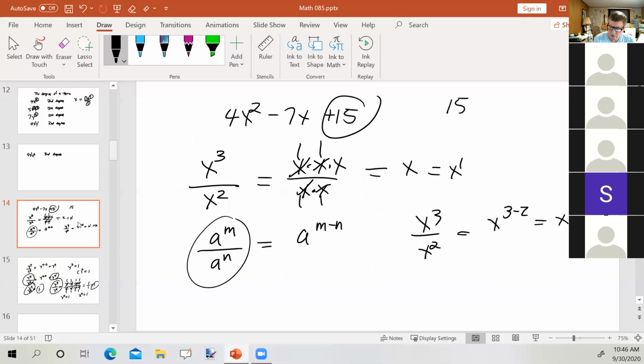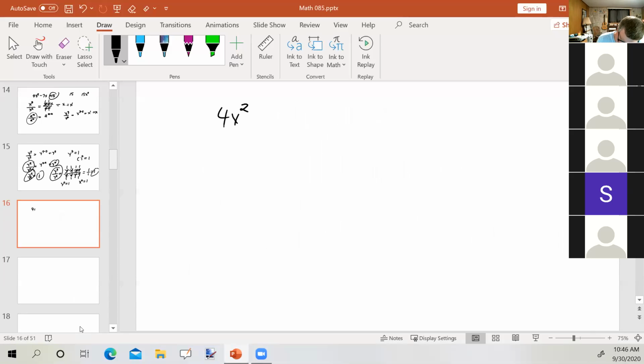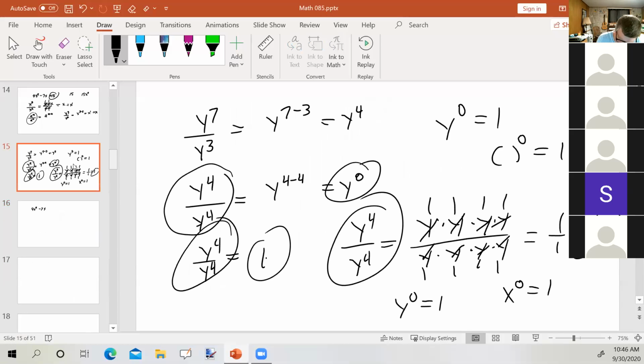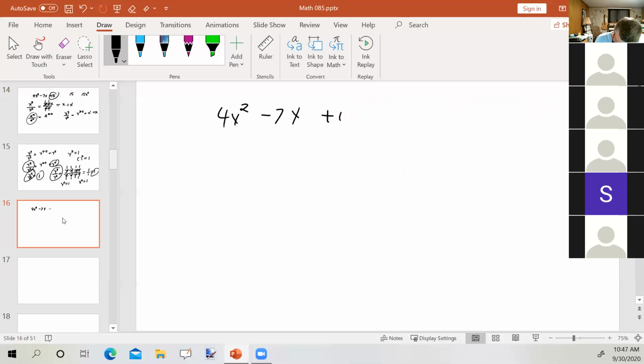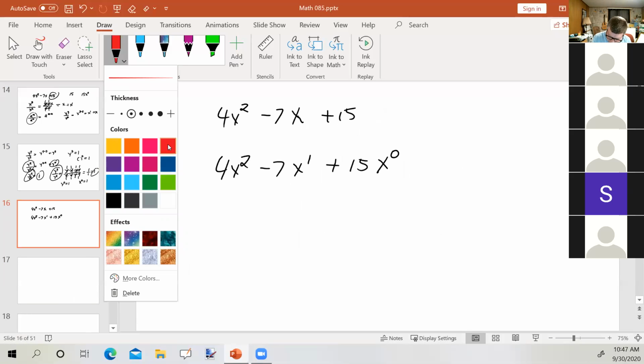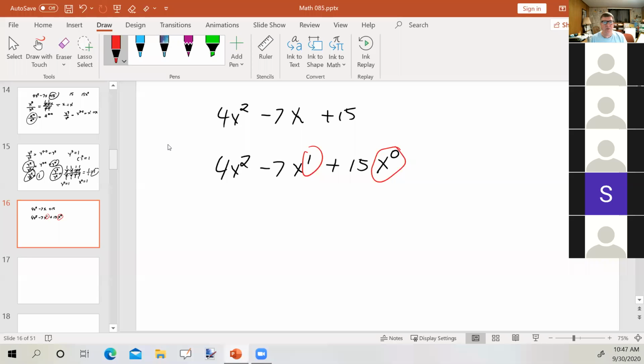15 could be written as 15x to the 0 power, because remember, x to the 0 power is 1. Now, why would we necessarily do that? Well, typically we wouldn't, but my point is this. 4x squared minus 7x plus 15 is the same thing as 4x squared minus 7x to the 1 plus 15x to the 0 power. We don't typically put this or this, but it's there if we need it.